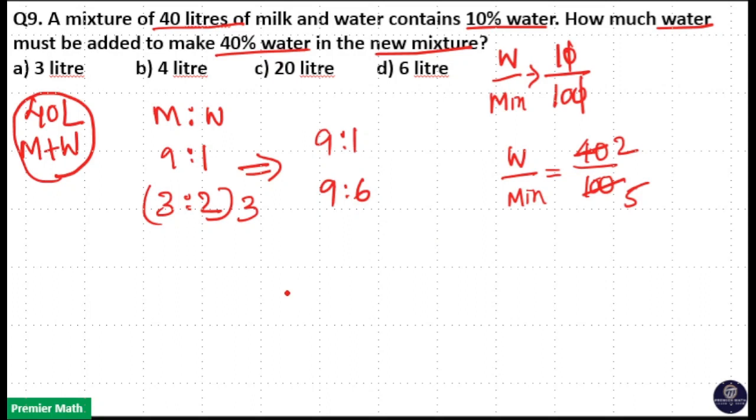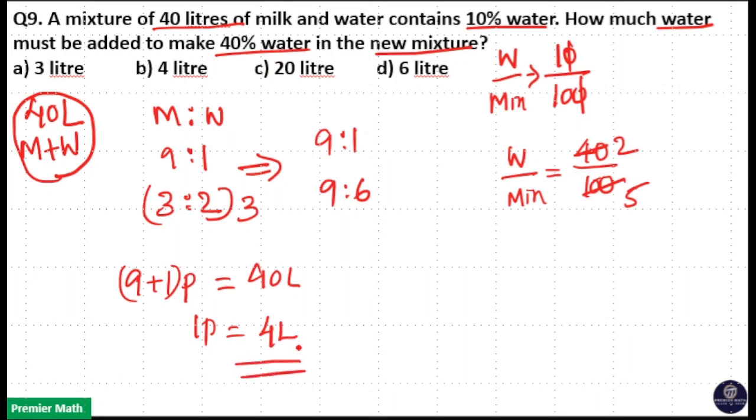Here 9 plus 1, 10 parts is equal to 40 liters, which means 1 part is equal to 4 liters. Here we need to find how much water must be added. That means you are adding 5 units of water, 5 parts. 5 parts is equal to 5 into 4, that is 20 liters. So your answer is option C, 20 liters.